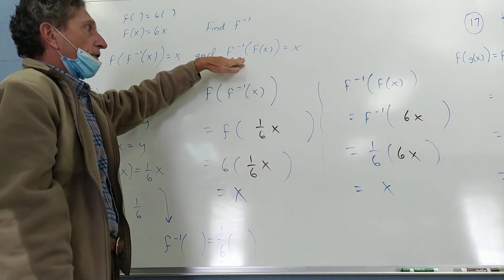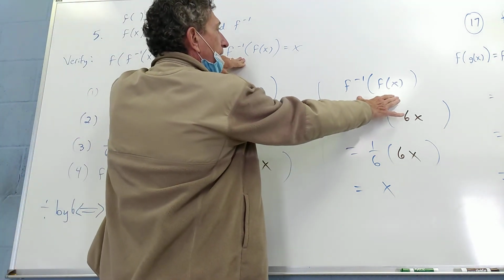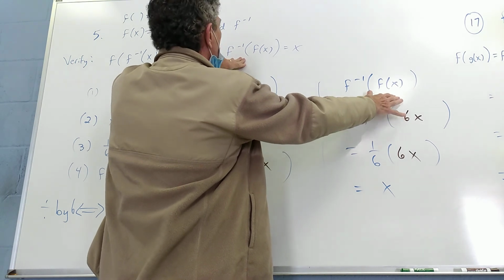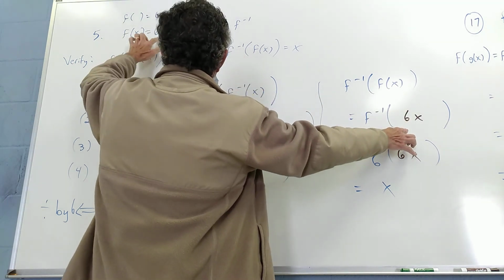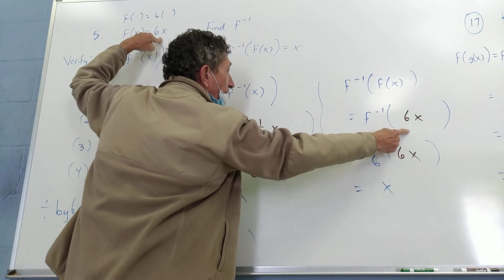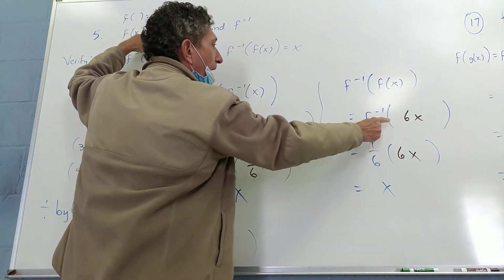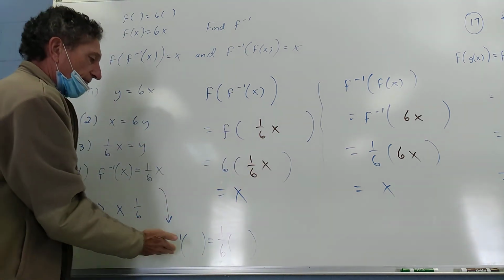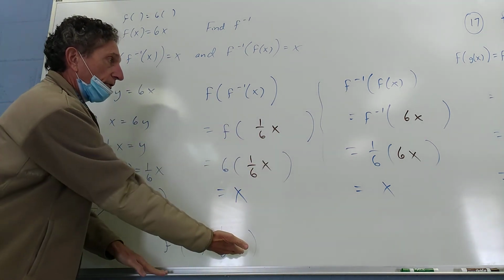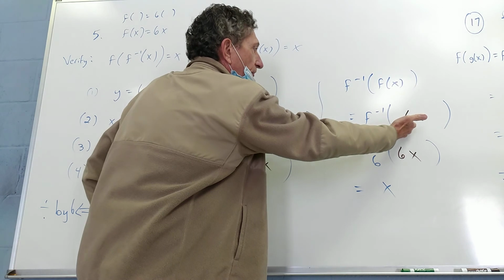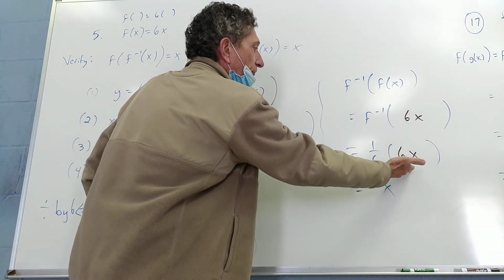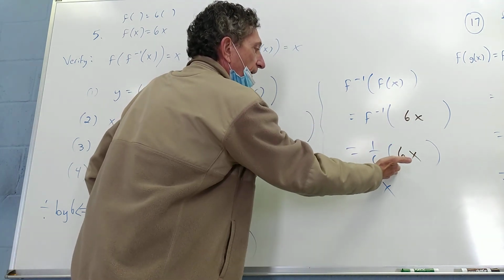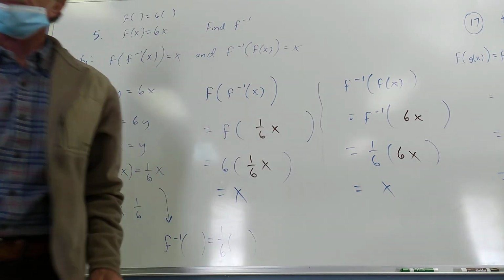Now I do f inverse of f of x. That work's being done here. I replace f of x with what f of x is equal to, which is 6x. Then I apply to 6x the rule of f inverse. F inverse multiplies by 1/6. So giving it 6x, it multiplies it by 1/6. The 6's cancel again, and I get x.